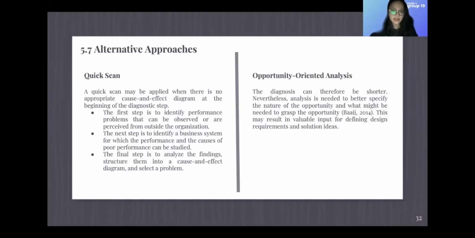And next is about the alternative approaches, which include two types. Firstly, a quick scan. It may be applied when there is no appropriate cause and effect diagram at the beginning of the diagnosis step. The first step is to identify the performance problem, and the next step is to identify a business system. The final step is to analyze the findings, structure them into a cause and effect diagram, and select a problem. Besides this, another type is opportunity-oriented analysis.